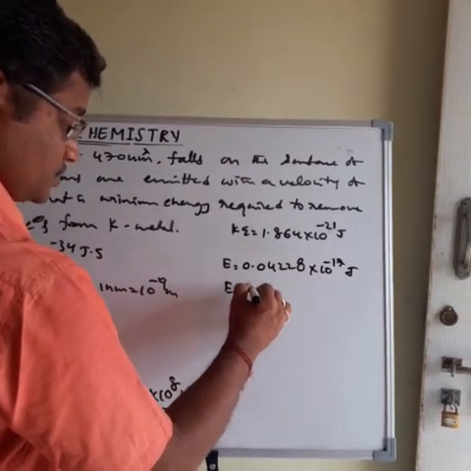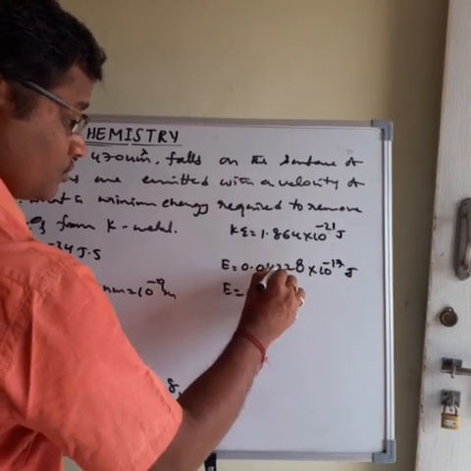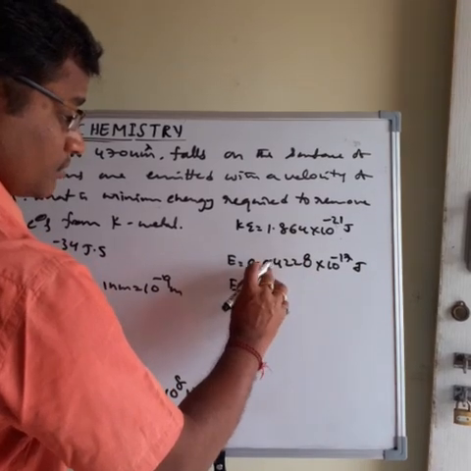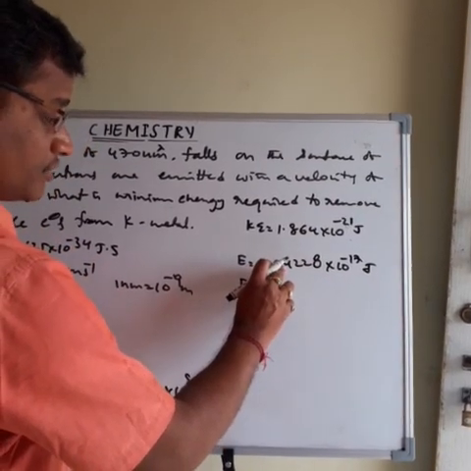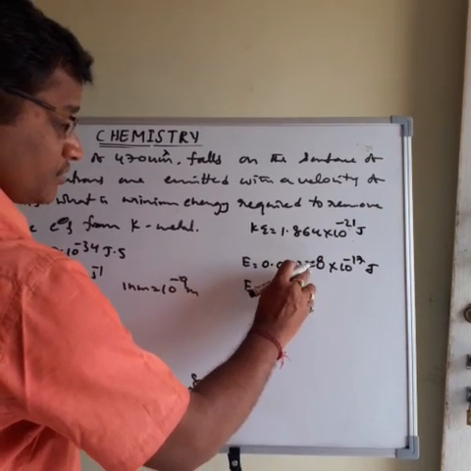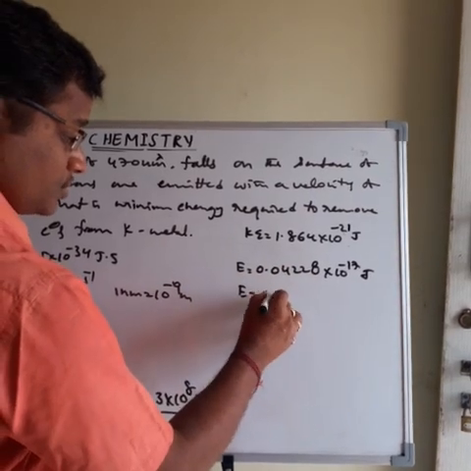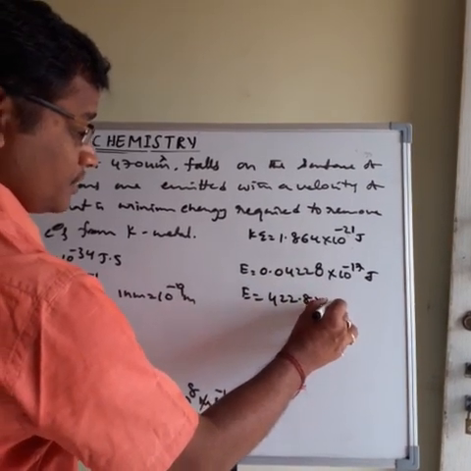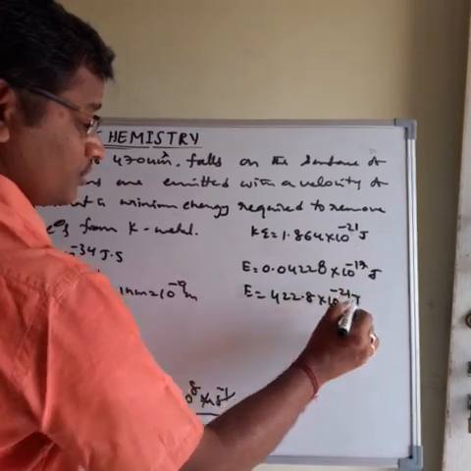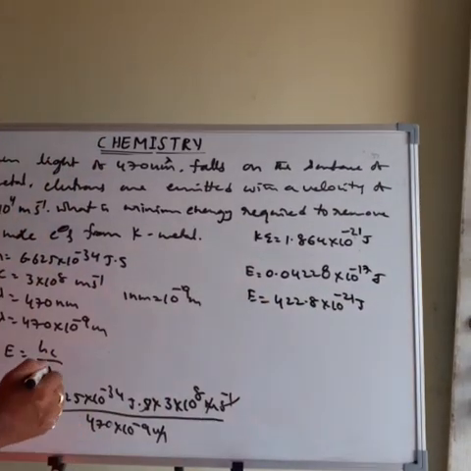That means energy is equal to, point changes here three digits after, point changes one digit, 18. One more digit, minus 19, minus 20, minus 21. So 422.8 into 10 power minus 21 joule will come. So see, this is energy.